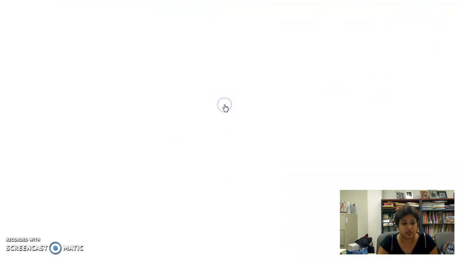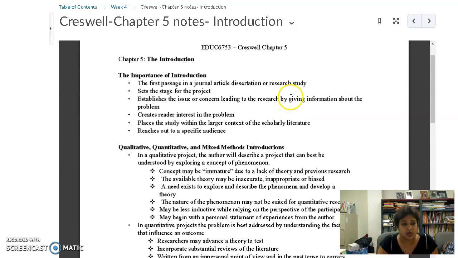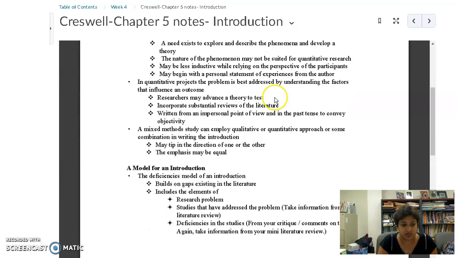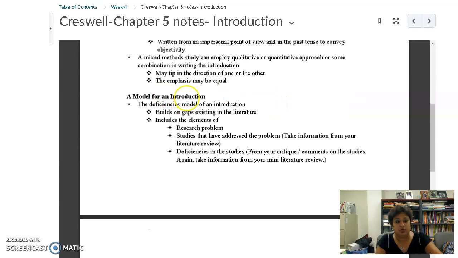Like your introduction, the introduction notes talk about what the introduction needs. It's the first passage. It sets the stage for the project. It establishes the issue or the concern, so that's where the purpose statement comes in. It creates reader interest. It places the study within a larger context as to why you are doing it, adding to the literature, filling a gap in the literature, and reaches out to a specific audience.